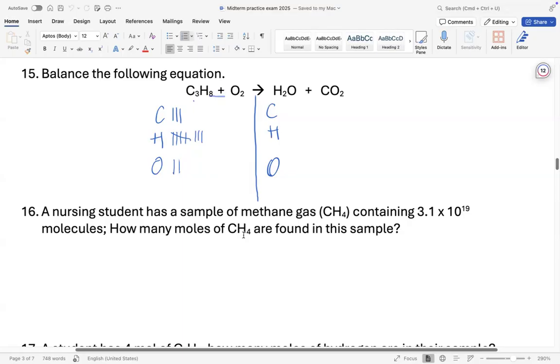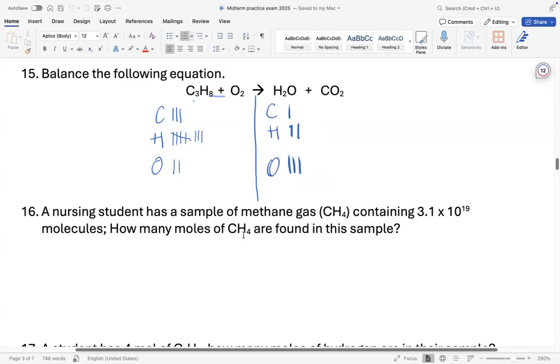On the right side, I have 1 carbon. I have 2 hydrogens. And I have oxygen in 2 different places. I have 1 oxygen coming from here and then 2 coming from here for a total of 3. Now I need to make these tallies match on both sides in order to make them balanced.